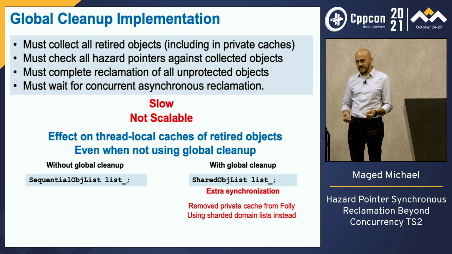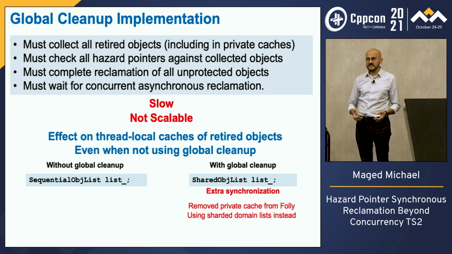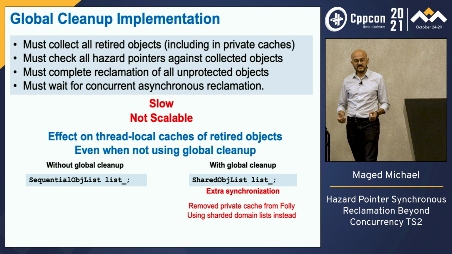So let's say we have thread local caches of retired objects. Without global cleanup, we can just use sequential data structures. It's just one thread. It's thread local, one thread accessing it. We don't need synchronization for that.